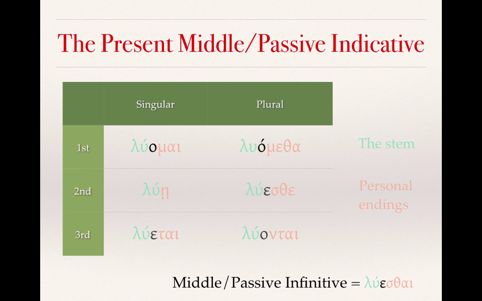So here is the verb that we've come to see quite often, luo, with the middle and passive indicative. Once again, you can see with the color coding I've provided the stem in that light blue color and the personal endings in that salmon color. So here we go. It's luomai, lue, luetai, luometha, lueste, luontai. And you'll see at the bottom of this slide, the middle passive infinitive of luo is luestai. Again, that stai ending is what we'll be looking for on other verbs.